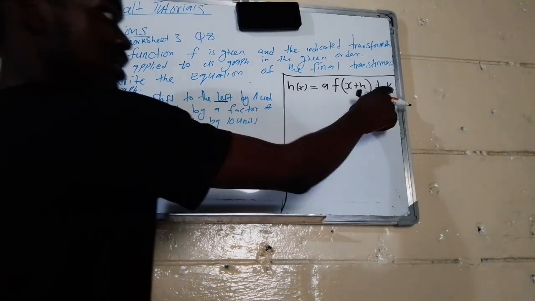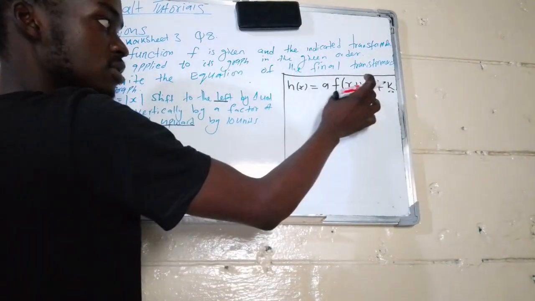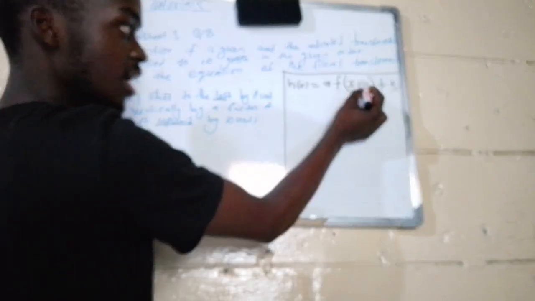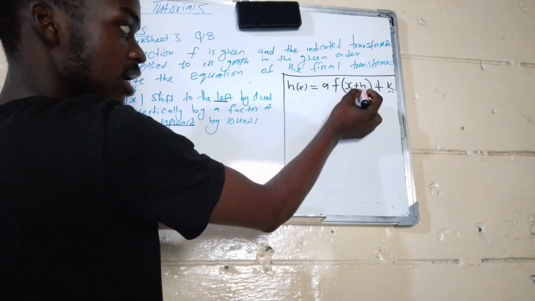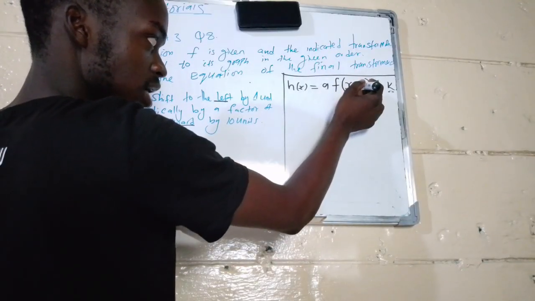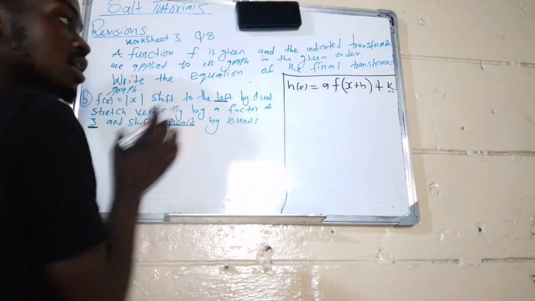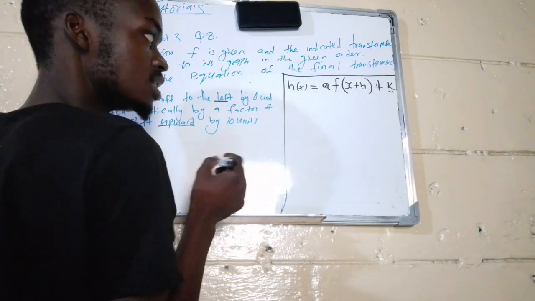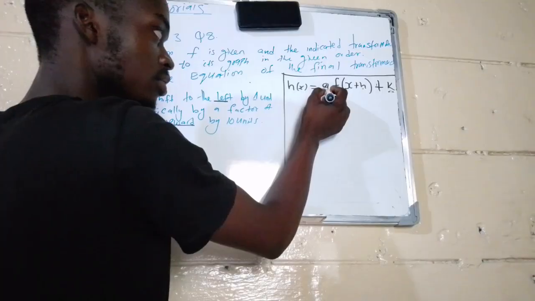So if it is plus k, the f of x function is going to shift k units upwards. The h inside here indicates that it is going to either move to the left or to the right. So the plus h is an indication it's going to move to the left. So now what about this a here? This a symbolizes that this can be a vertical stretch.